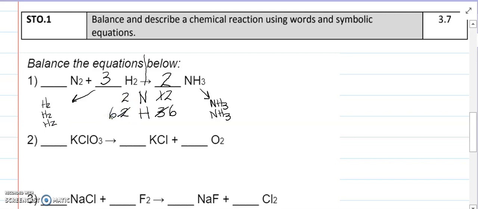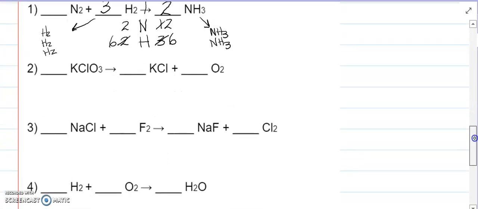The hardest 10 equations that you will balance will be your first 10. So this is something that you definitely have to practice to get the hang of. So let's take a look at one more before I let you try some on your own.